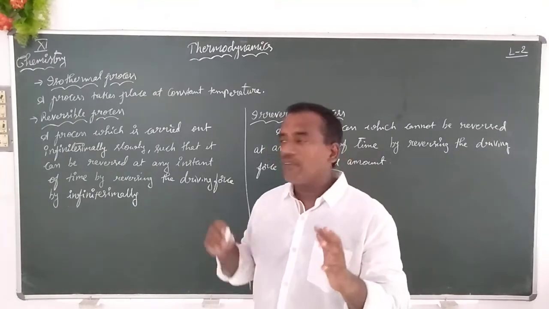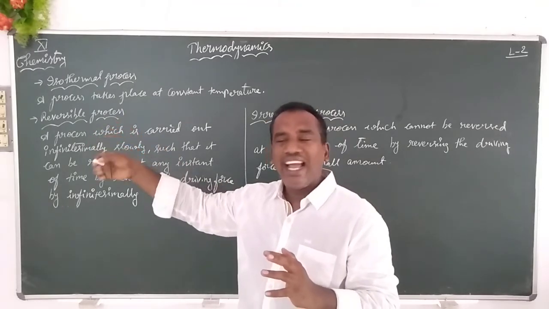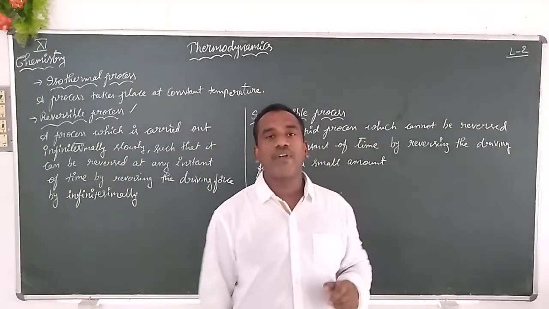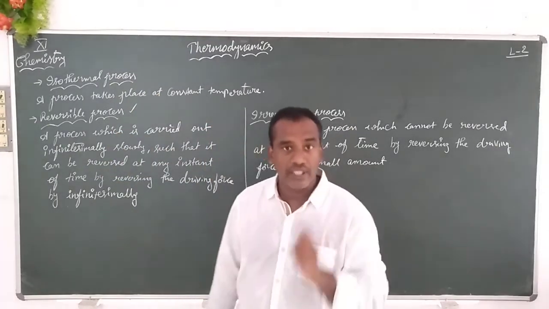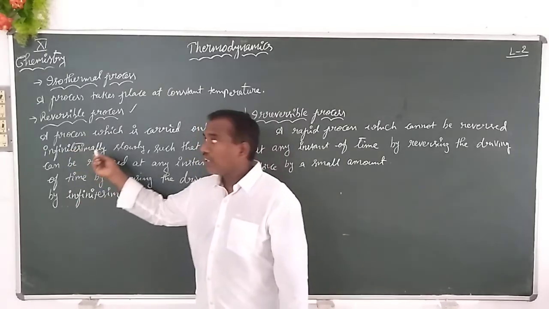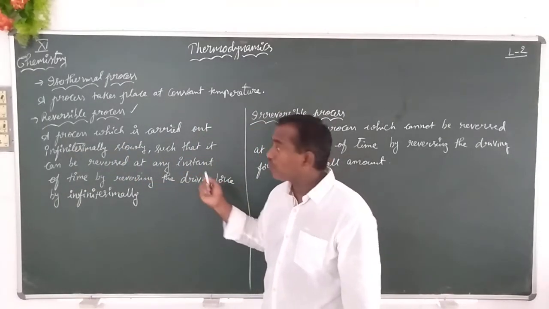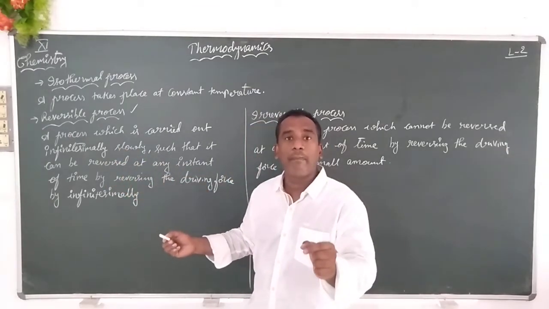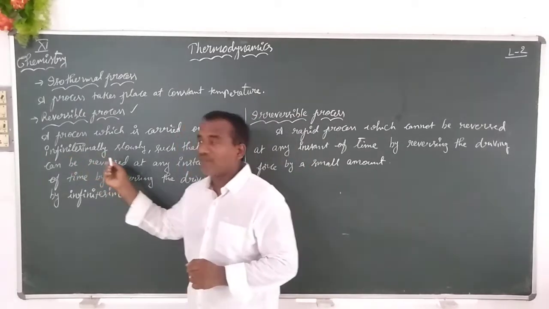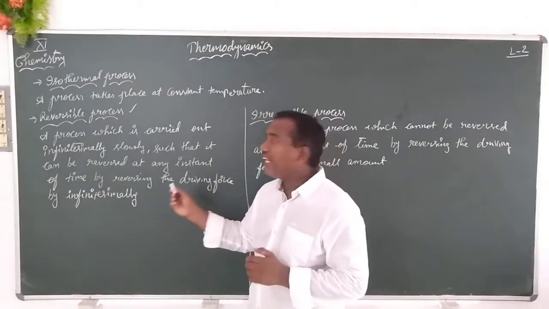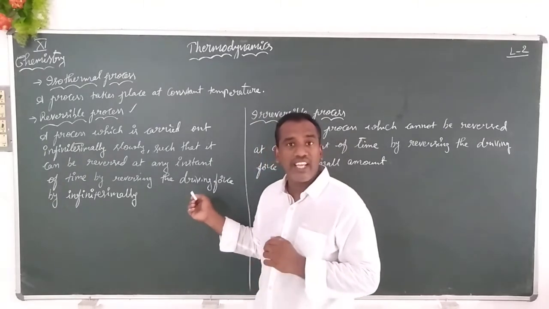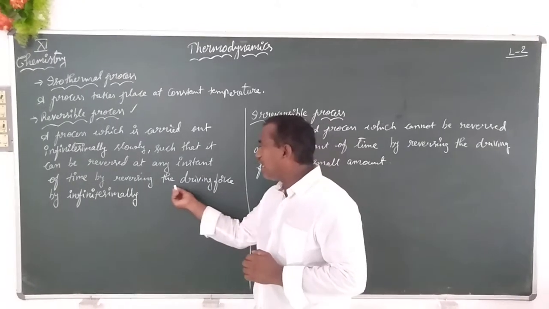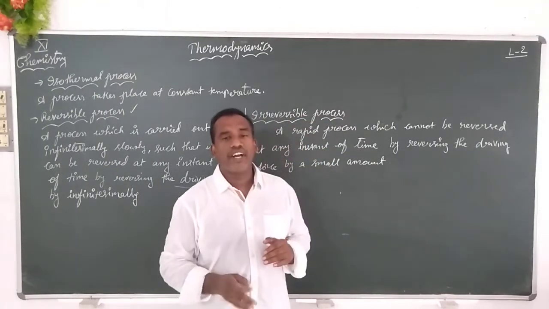So any process which you are doing step by step very slowly, and it can be reversed very slowly, we call as a reversible process. What do we call as a reversible process? I am giving the definition of a process which is carried out infinitesimally slowly, means in a slow step manner, such that it can be reversed at any instant of time by reversing the driving force infinitesimally.